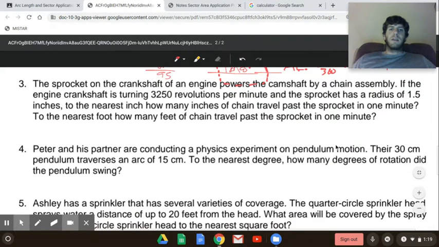The sprocket on a crankshaft of an engine powers the camshaft by a chain assembly. If the engine crankshaft is turning 3,250 revolutions per minute and the sprocket has a radius of 1.5 inches, to the nearest inch, how many inches of chain travel past the sprocket in 1 minute? To the nearest foot, how many feet of chain travel past the sprocket in 1 minute? Let's start with the inches, because that's what they give to us.